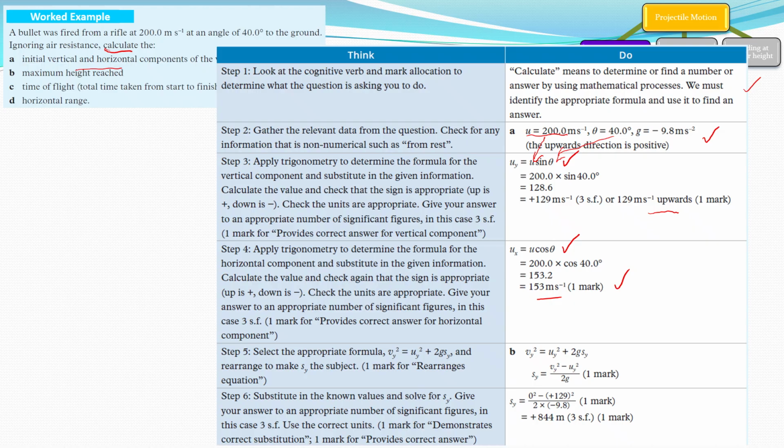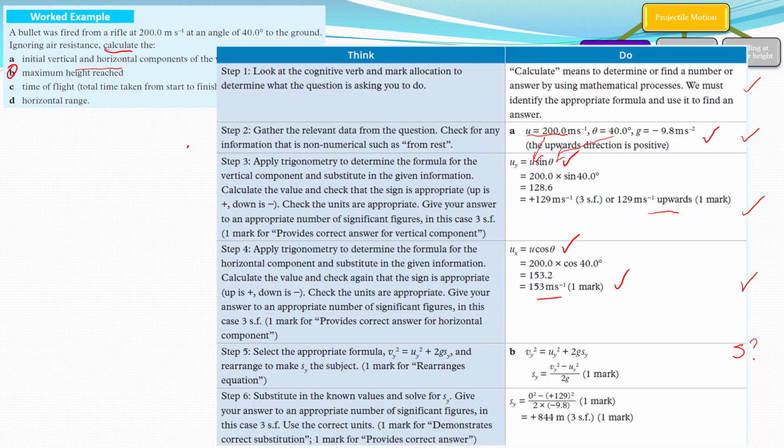Done. Righto, part B. Maximum height reached, so that is the displacement. So we need a formula that's got displacement in it. We know all of these things. We know this now. We know this now. We need to find S, vertical displacement. Look at all those components. Go to your formula book, your data book that's got your formulas listed, and literally just pick off the one that's got all the variables that you need.